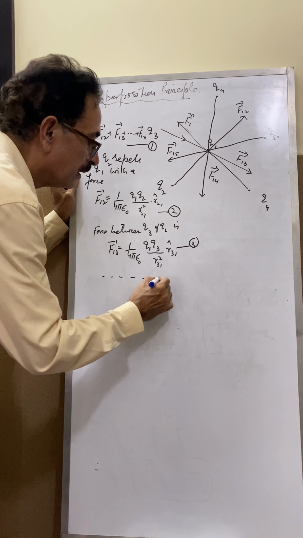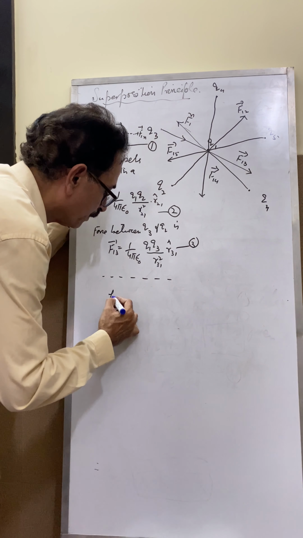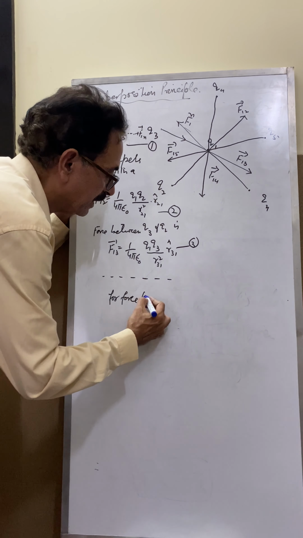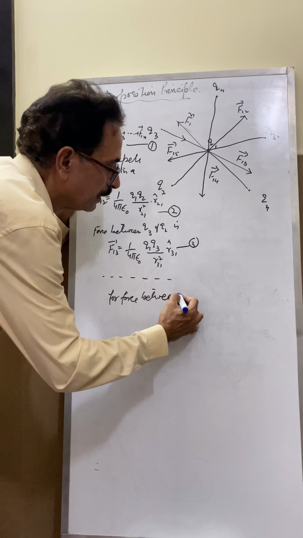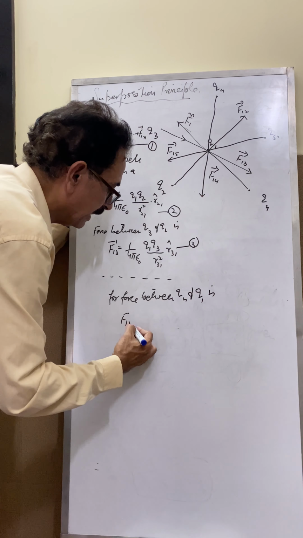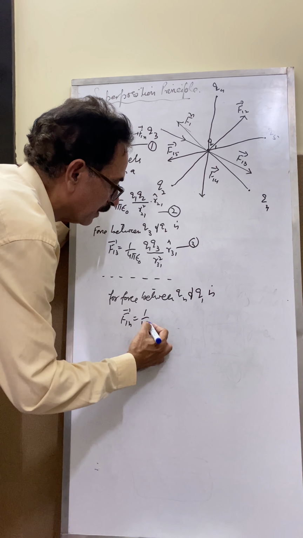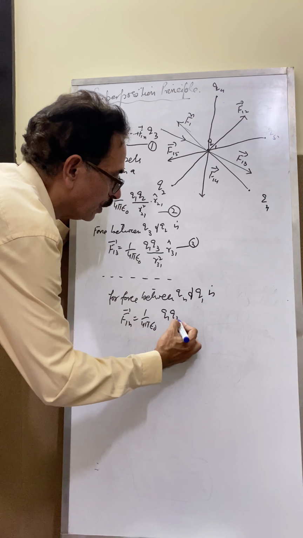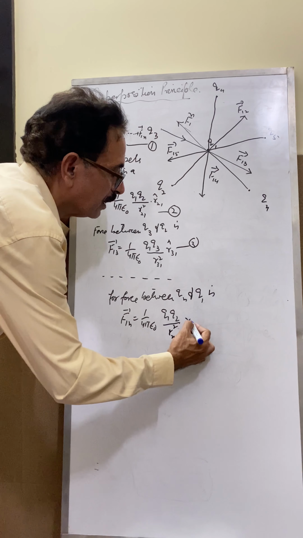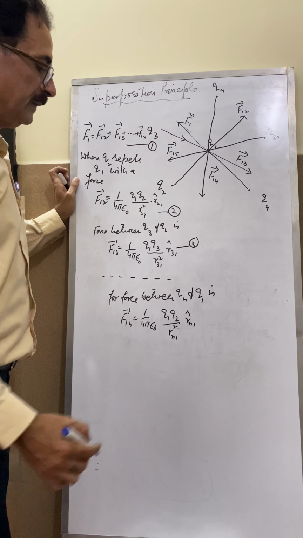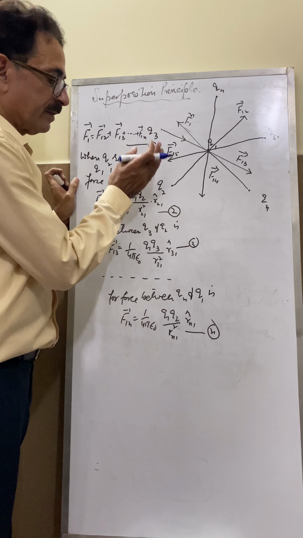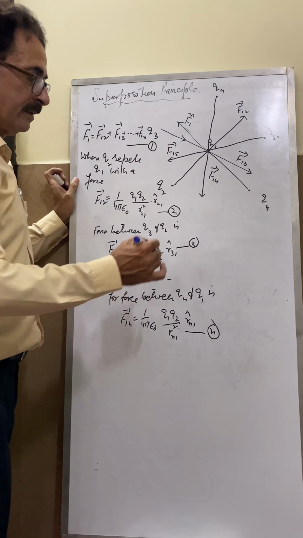Similarly, for the nth charge, the force between Qn and Q1 is F1n equal to 1 upon 4 pi epsilon naught, Q1 Qn upon Rn1 square, Rn1 cap. This is, let me say, the nth equation. We take all these equations from second to n and substitute in first.